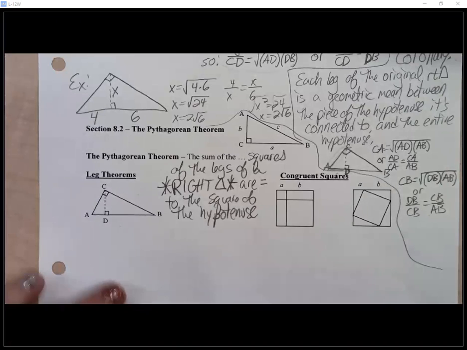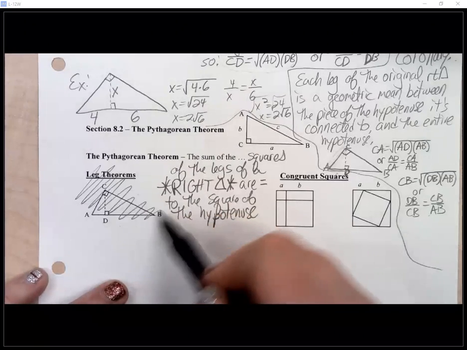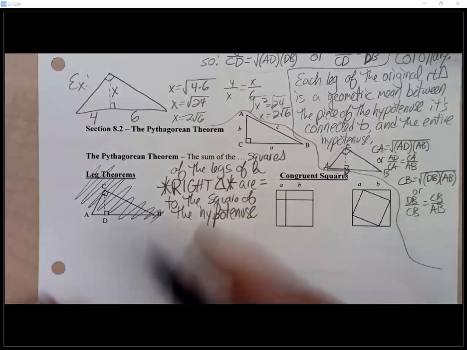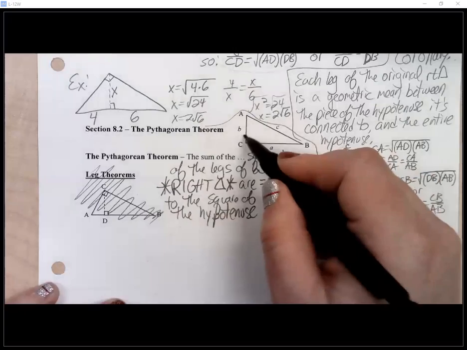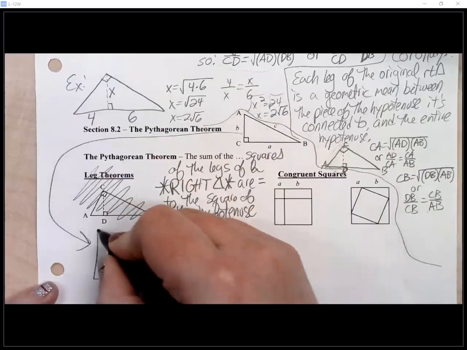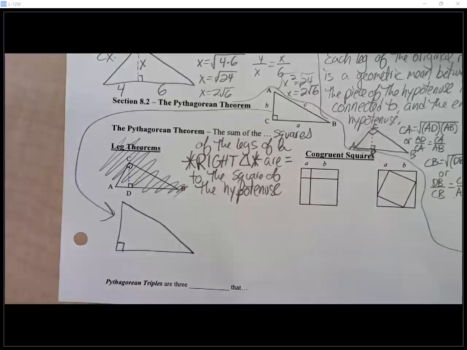You can cross off this that says like theorems. That was actually up above, so that doesn't belong there. I'm just going to redraw this diagram here so it's a little bit easier to see. So every right triangle obviously has a right angle. The side that's across from that right angle is the one that we refer to as the hypotenuse.